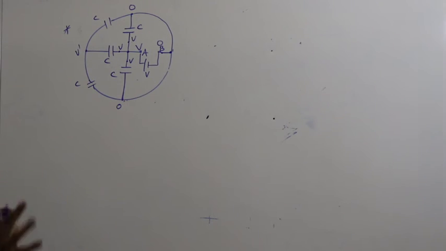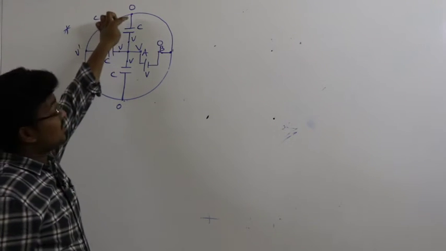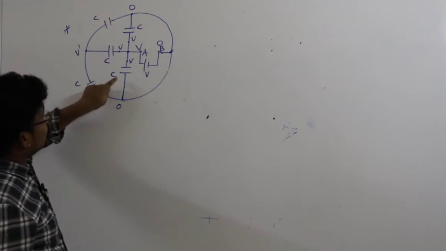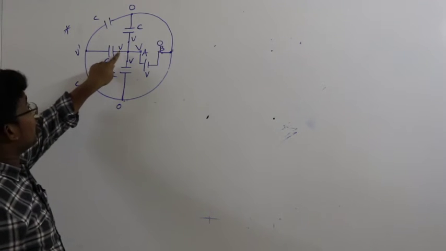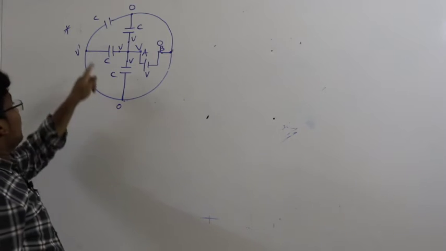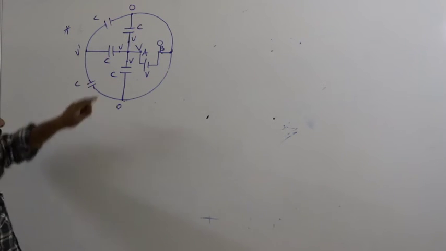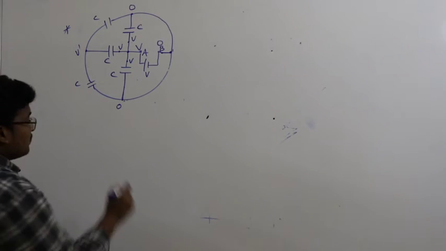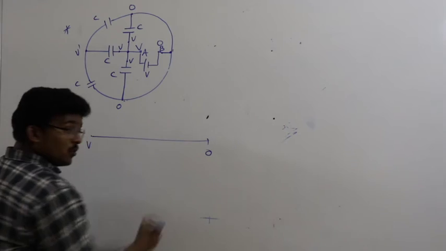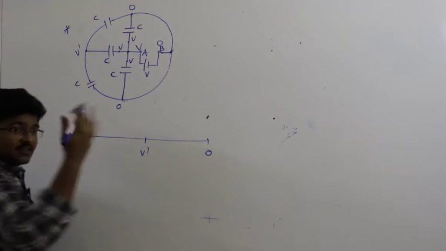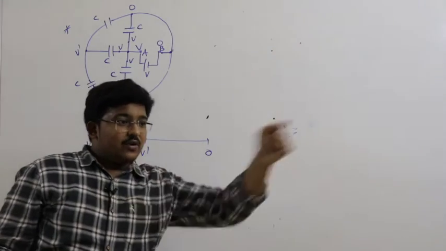Okay? Now identify the end points. For this capacitor V and 0. For this capacitor V and 0. For this capacitor V and V dash. For this one V dash and 0. For this V dash and 0. I will draw a line this way: this is high voltage, this is 0 voltage, and in the middle V dash, some voltage like 20 volts, 10 volts, 0. I will draw a line.